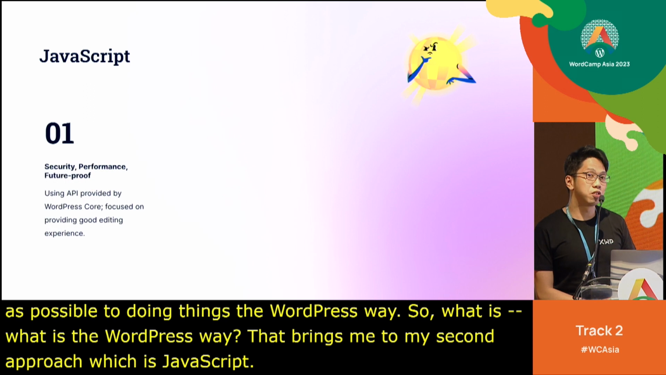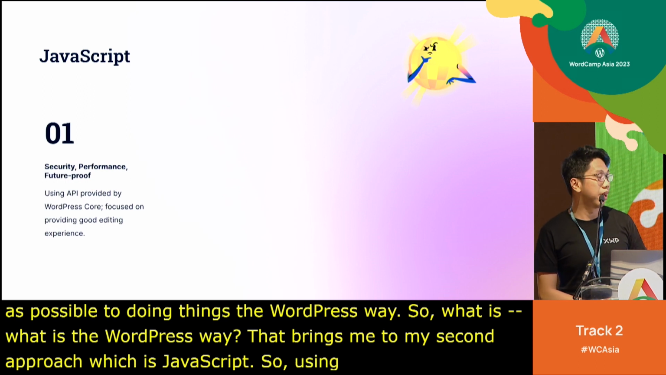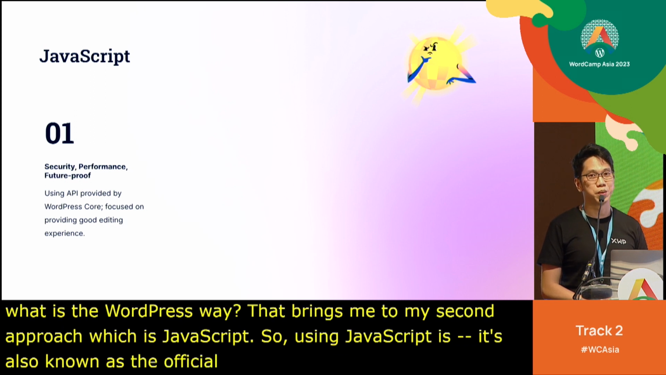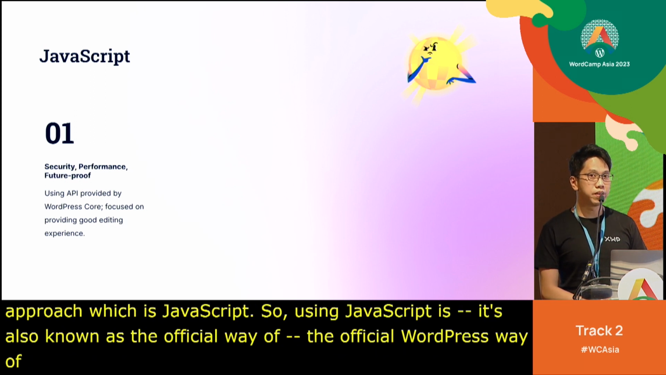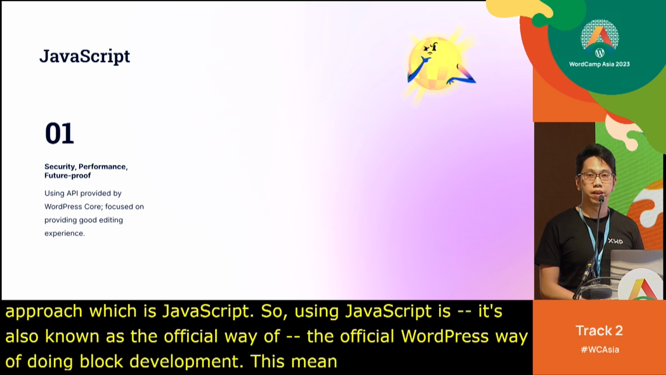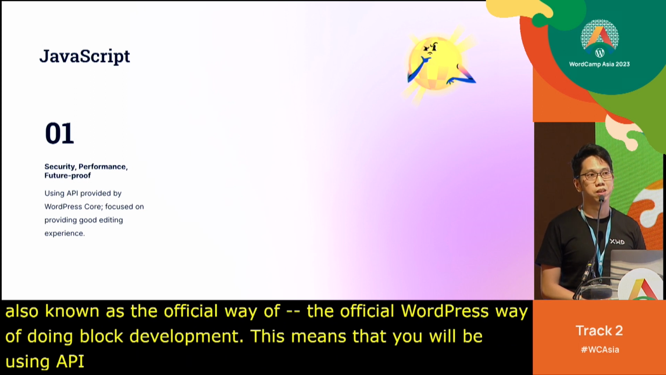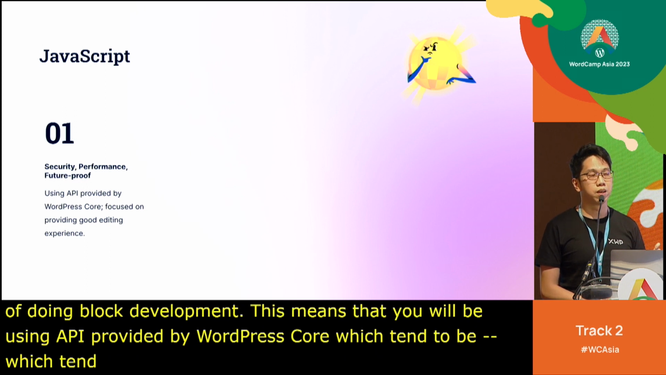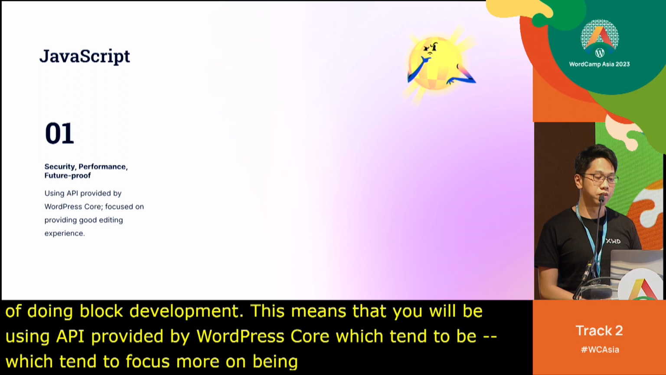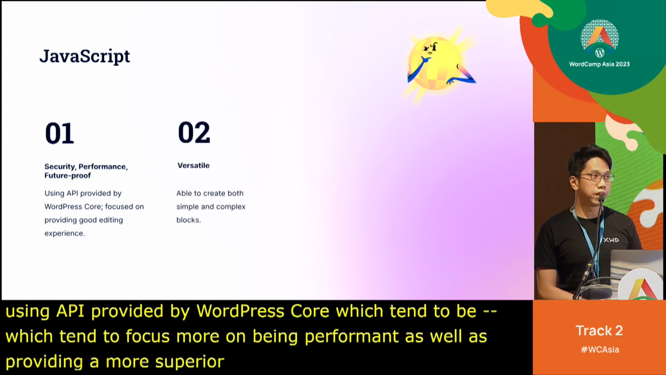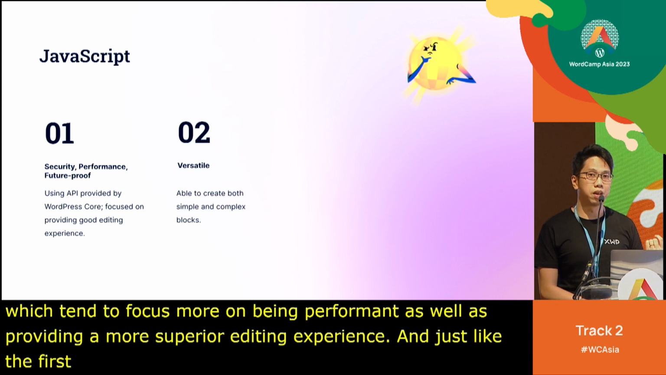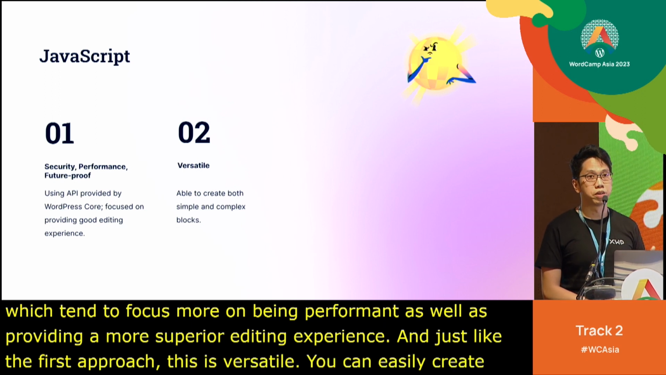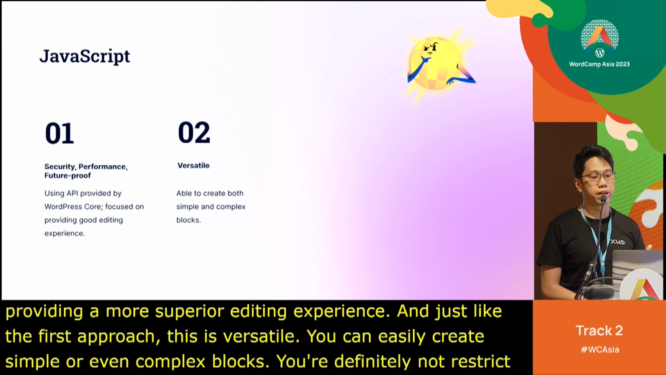Using JavaScript is also known as the official WordPress way of doing block development. This means that you'll be using APIs provided by WordPress core, which tend to focus more on being performant as well as providing a more superior editing experience. And just like the first approach, this is versatile. You can easily create simple or even complex blocks. You're definitely not restricted to a specific degree of complexity.